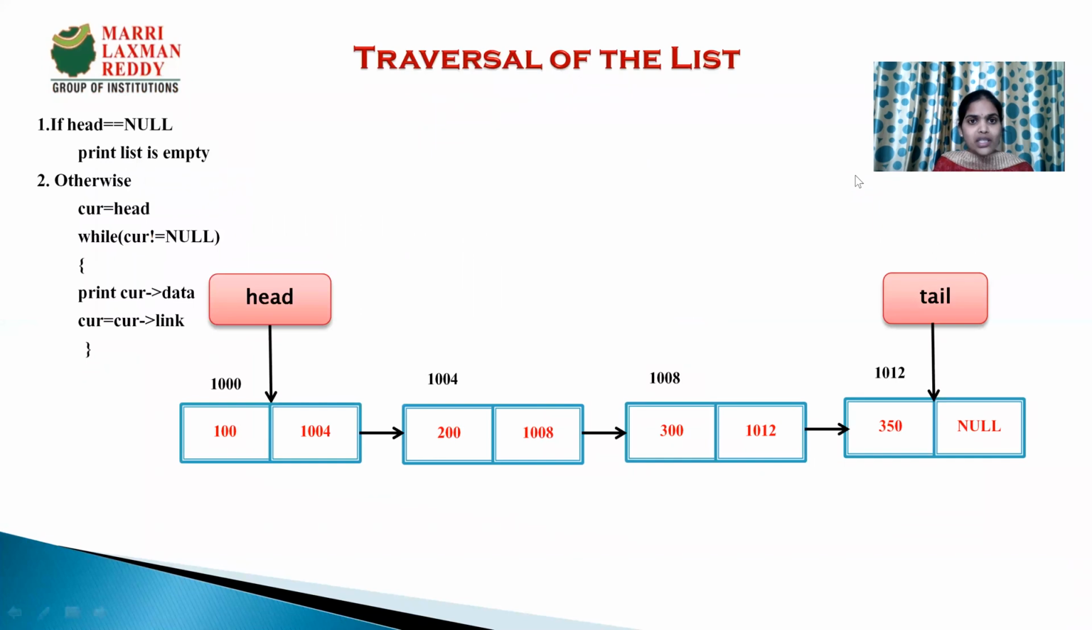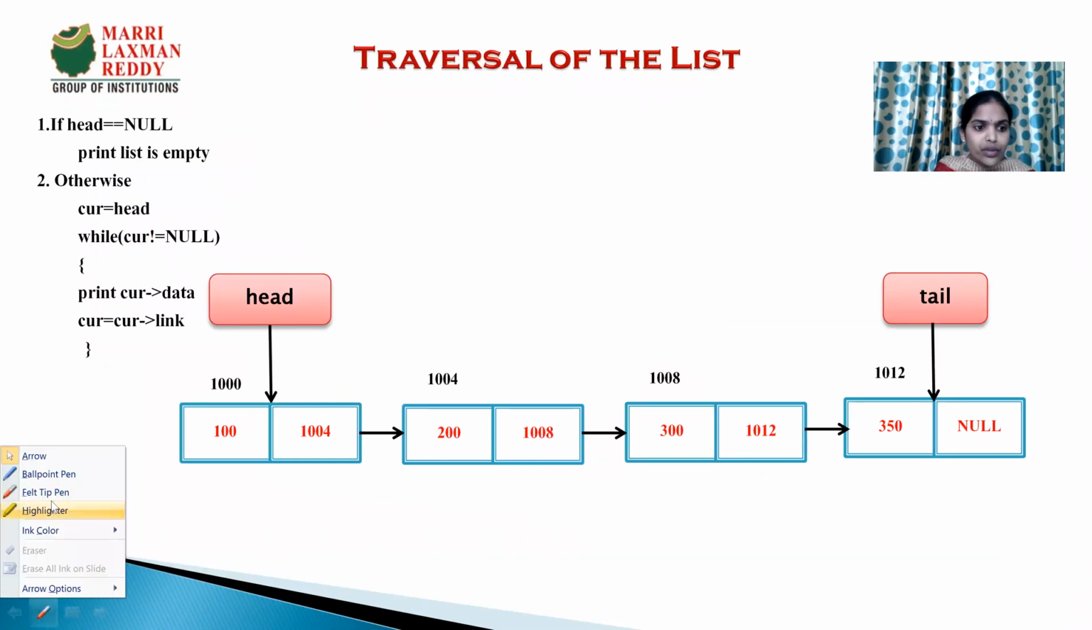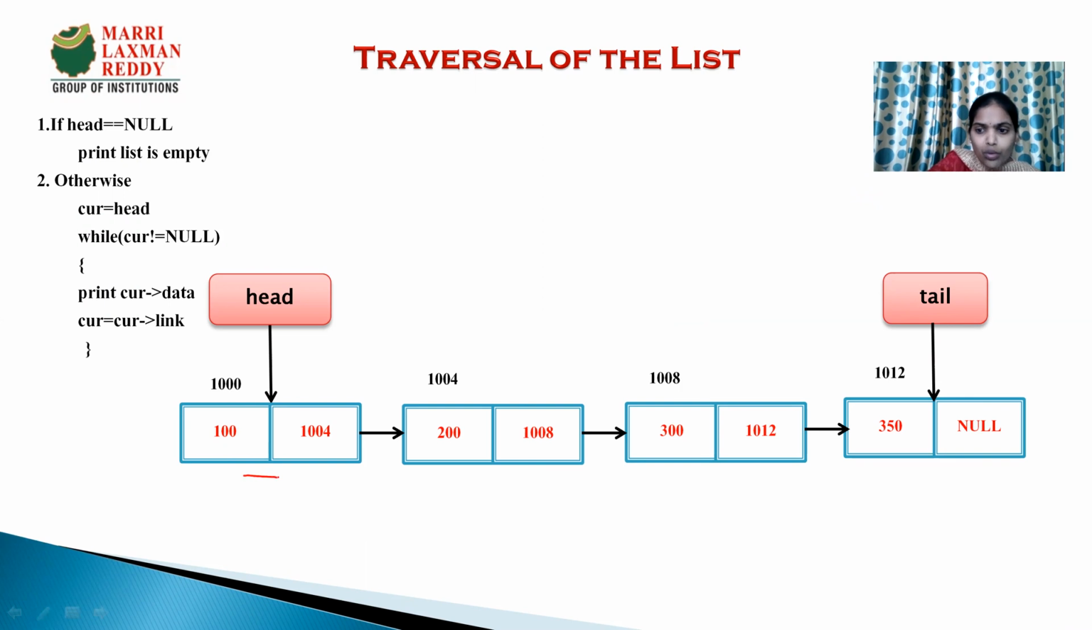Before saying the traversal operation, what is traversal? Traversal means moving from one node to another node. That is, if I want to move from the first node to the last node, I need to perform some operation that is called the traversal operation.